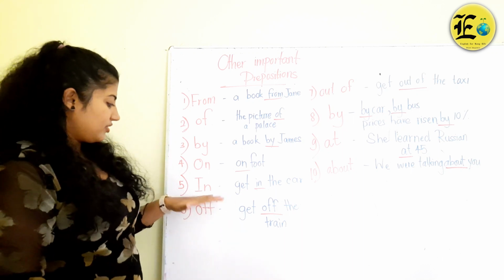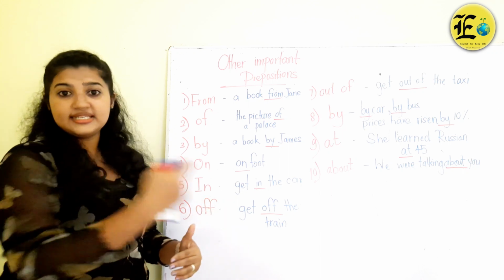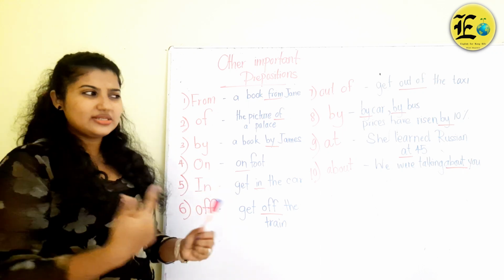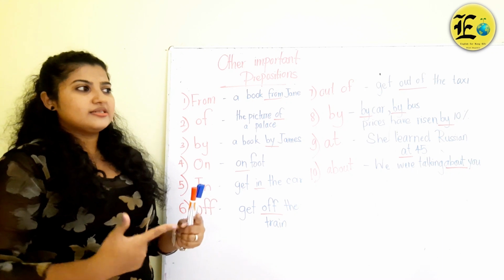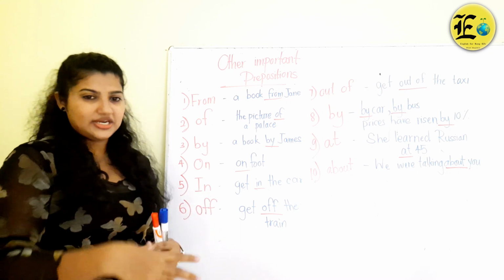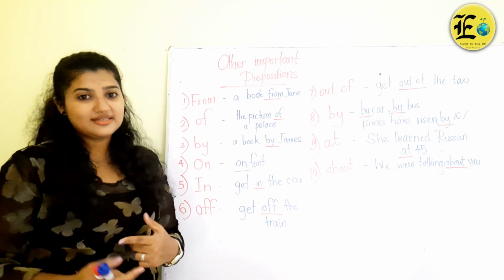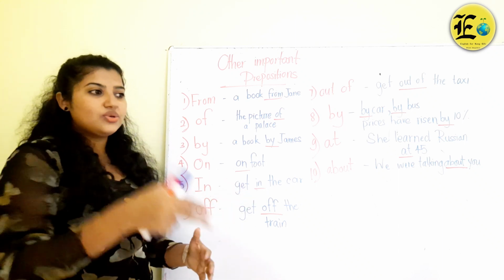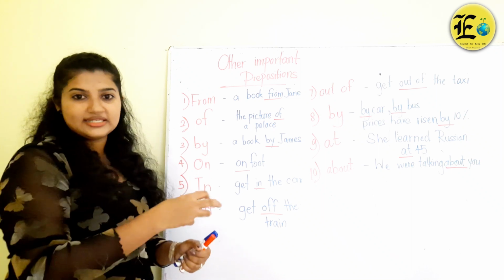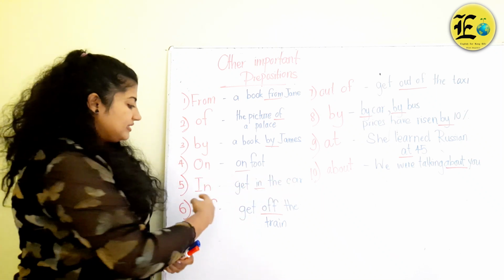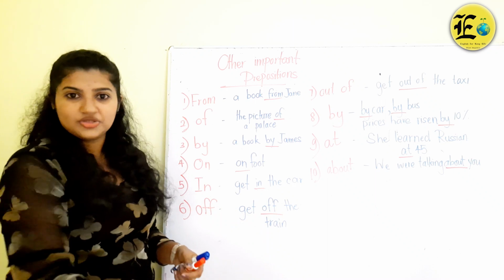So the next important preposition is in. Get in the car. There it's a bit similar to a particular object, but earlier we discussed it under a particular location as well as a time. So here in shows you have to get into a particular place, like a particular object, right? So get into the car, please get into the car.